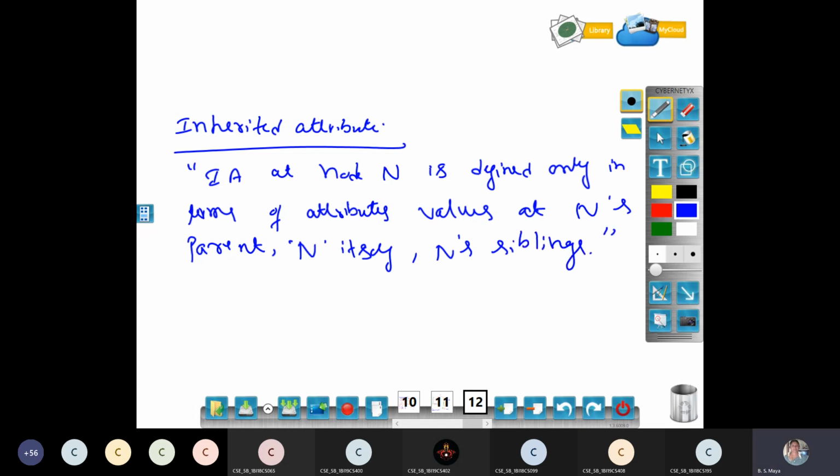So you should be clear about your definition. This is your inherited attribute. When can I take inherited? See, if possible, you take them from only the children, I can write synthesize. But now, an inherited attribute at node n is defined only in terms of attribute values at n's parent, from its parents, or from n itself, the same node, or from n's siblings. These are the three things you can make as inherited attributes. Is the definition clear? Shall I move to the problem?